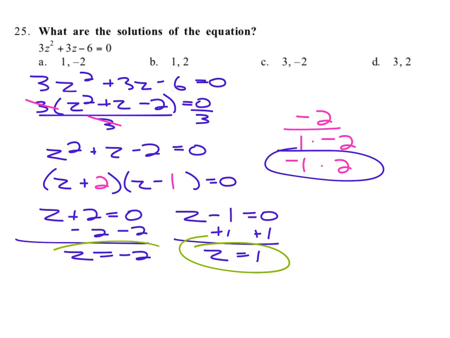And those are our two solutions. Z equals negative 2, z equals 1. And that's A. Okay, we're on our way. Keep going.